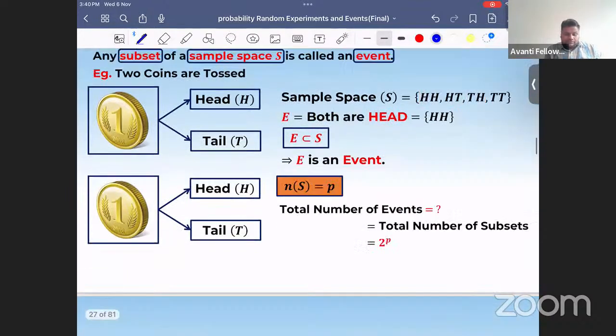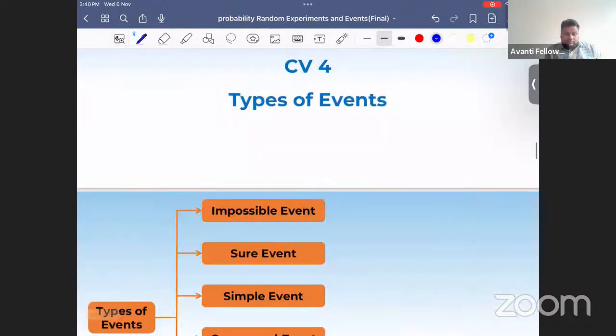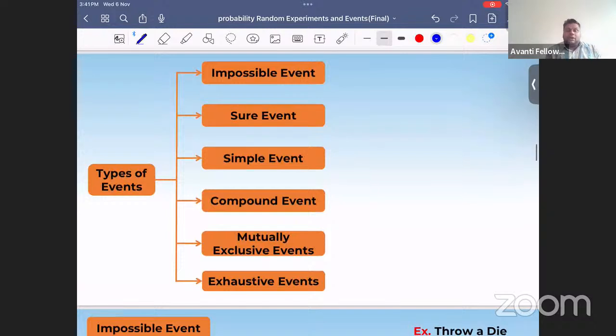Now, what different types of events do we see? Impossible event. Impossible event means the occurrence probability is 0. It is impossible for that event to occur. Like if you throw a dice and you ask what is the probability of getting a number 7, definitely it is an impossible event.